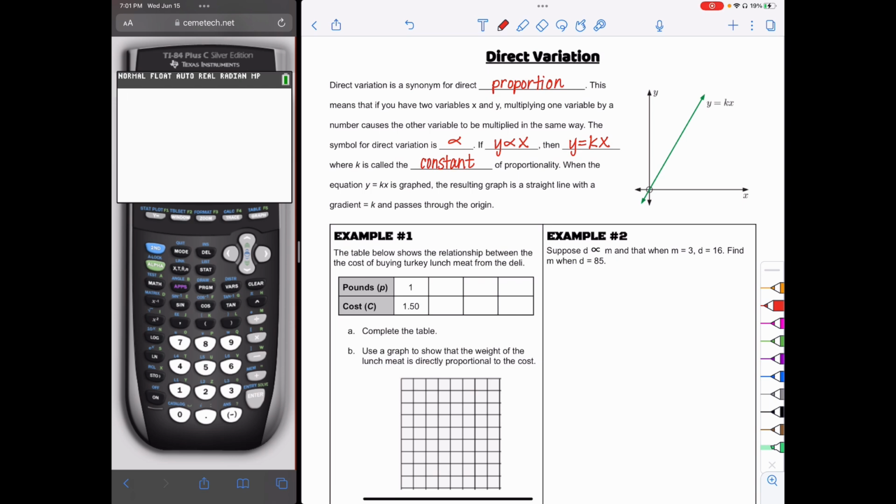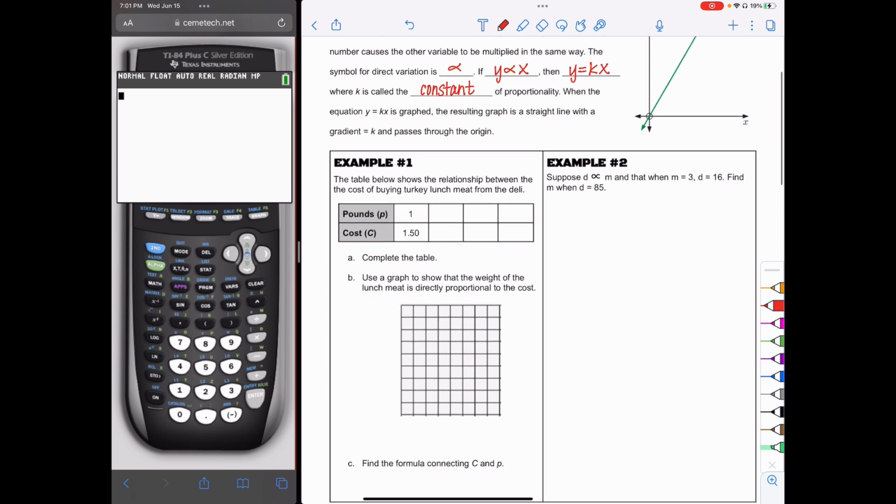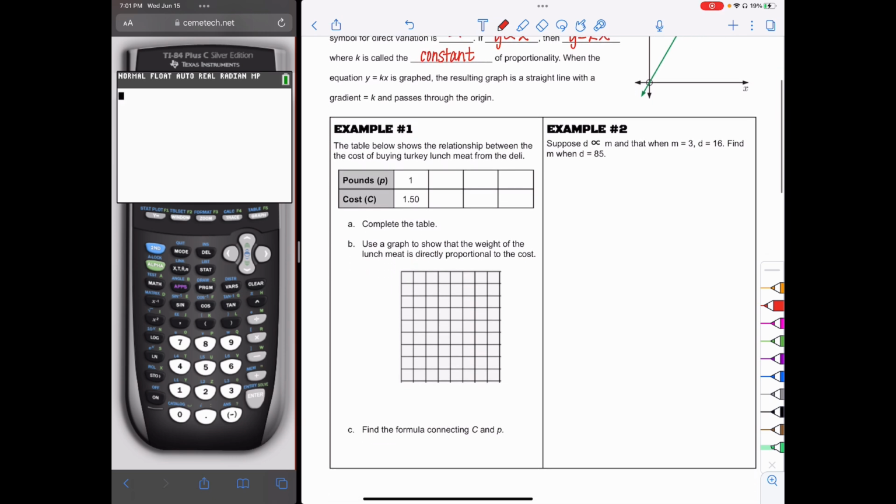So let's look at some examples. Example number 1 states that the table below shows the relationship between the cost of buying turkey lunch meat from the deli. We have our pounds and we have our cost. So we can tell that 1 pound is equal to $1.50. So we want to complete the table based on what we know about the cost per pound.